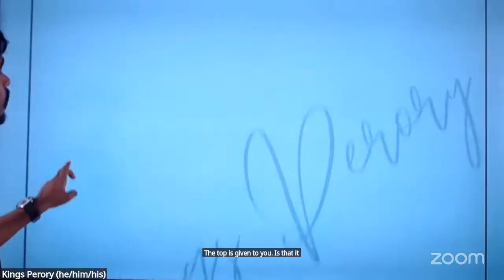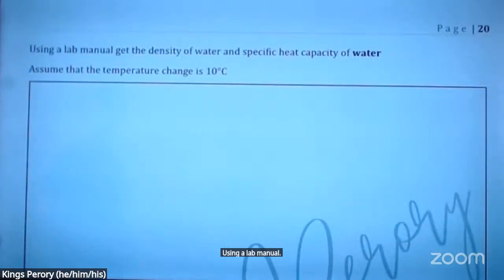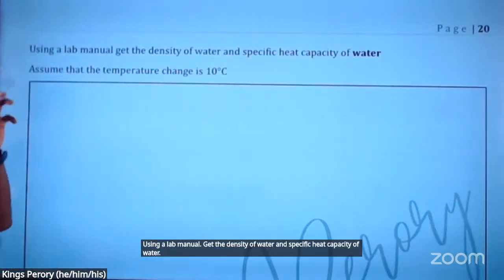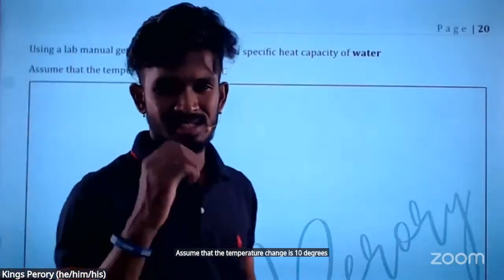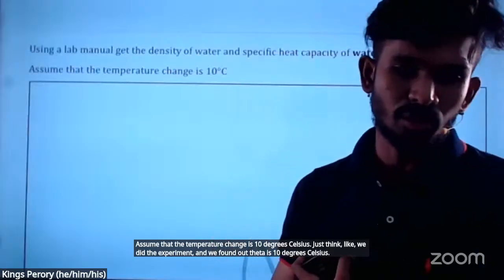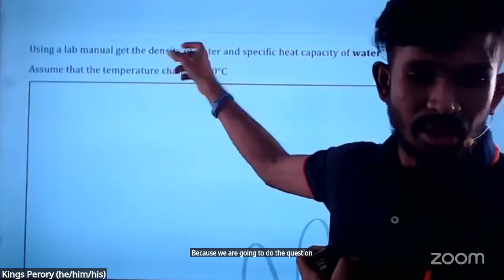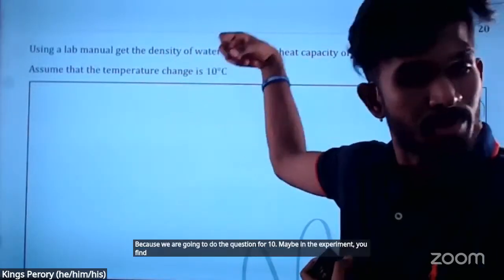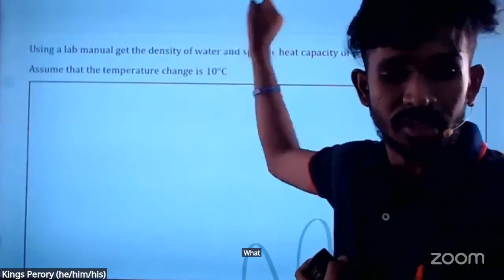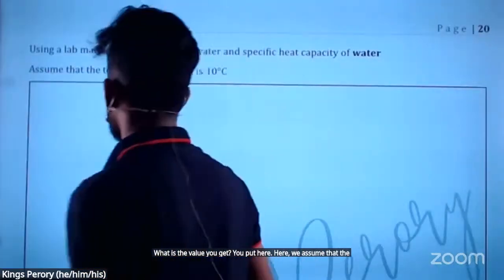Using a lab manual, get the density of water and specific heat capacity of water. Assume that the temperature change is 10 degrees Celsius. Just think like we did the experiment and we found out theta is 10 degrees Celsius, because we are going to do the question for 10. Maybe in the experiment you get 5, maybe 20, maybe 30. Whatever the value you get, you put here. Here we assume that the temperature change is 10 degrees Celsius.